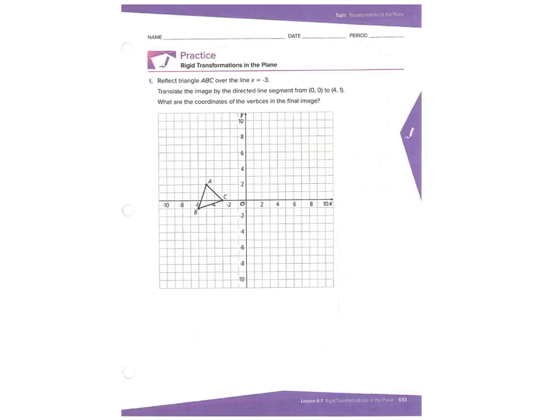A couple of hints for the homework. When you look at number 1, it says to reflect triangle ABC over line x equals -3. So an x equals line is vertical at that number. So this x equals -3 is actually a vertical line at, you guessed it, x equals -3. And so you will reflect it over that line, and then you're going to translate it based on this vector, this distance, from 0, 0 to 4, 1.